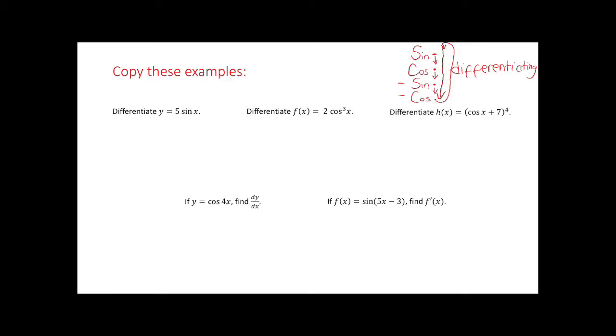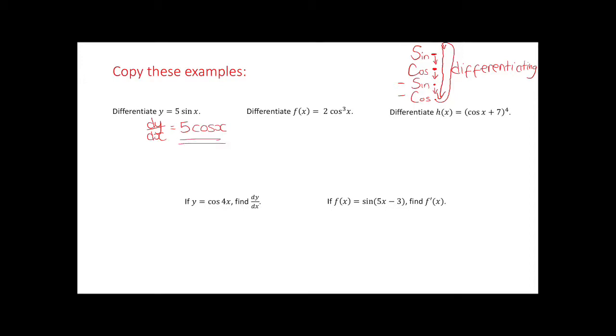If we're differentiating y equals 5 sine x, so dy by dx equals, if we differentiate a sine function, it becomes a cos function. So this is just going to change to 5 cos x. Okay, and that's our final answer.